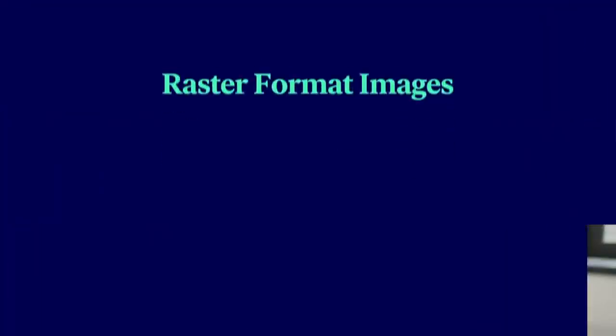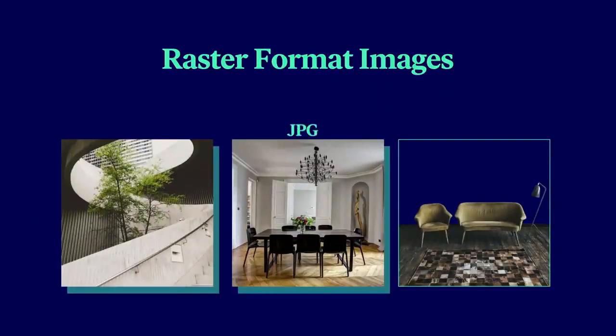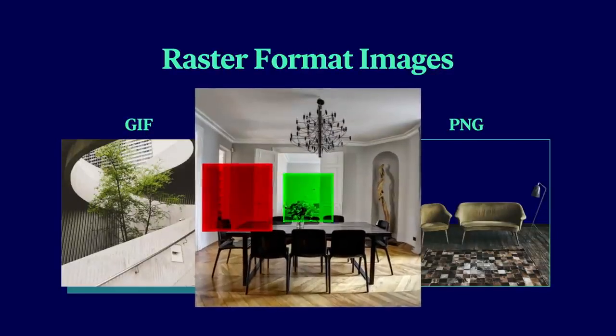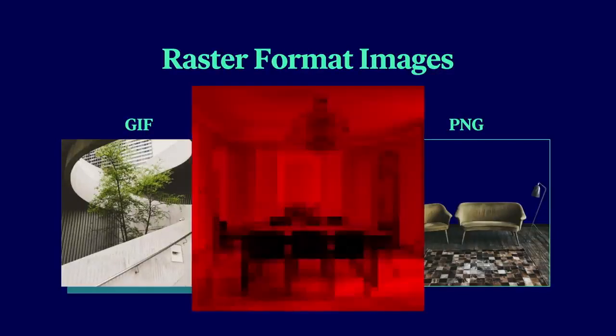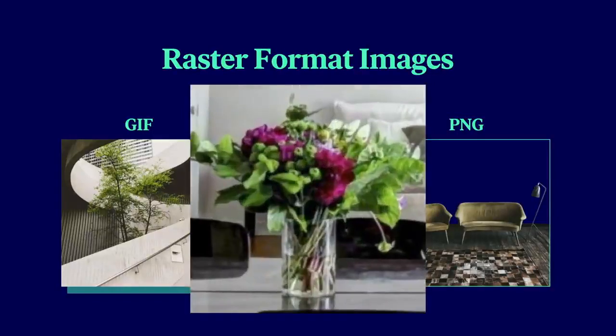Before we look into how to optimize images, let's first take a look at the common image types used on websites. First of all, we have raster format images. These include JPEGs, GIFs, and PNGs. Raster images are made up of pixels, and each pixel is assigned a colour. If we were to expand our raster image beyond its original size, it would become pixelated or blurry.